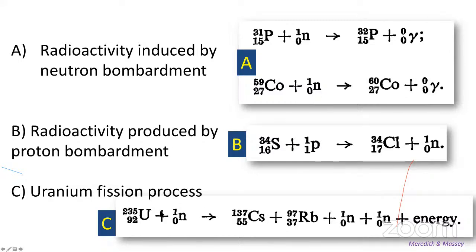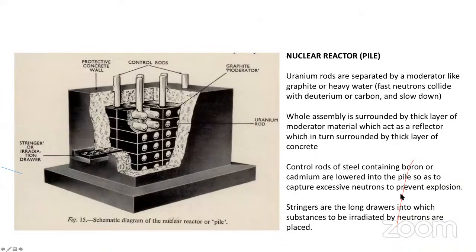And uranium fission, we will talk about later. Uranium-92 bombarded with one neutron results in many things. It could be cesium-137, then other fragments, neutrons, and energy which is released in different forms. So this is the nuclear reactor.